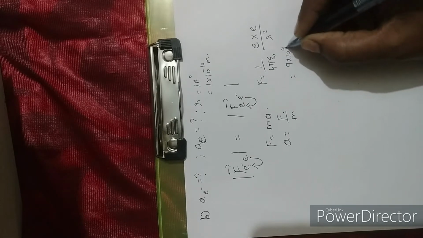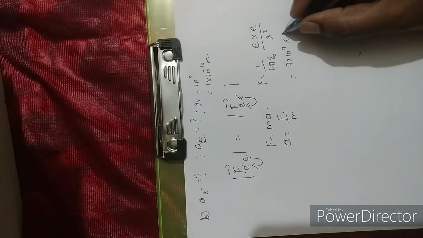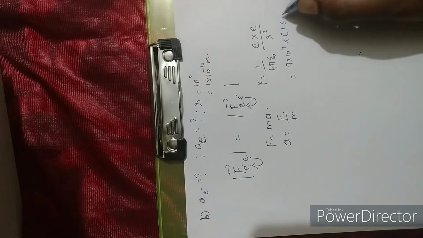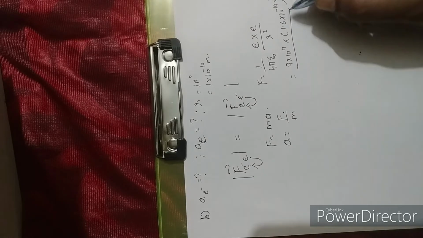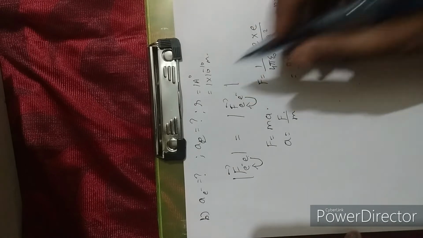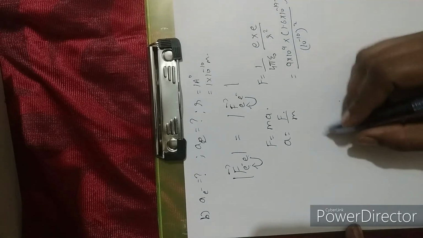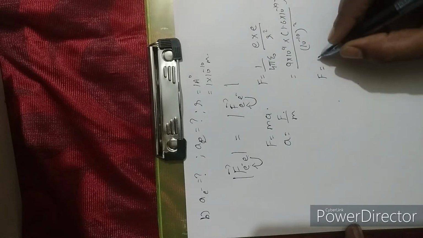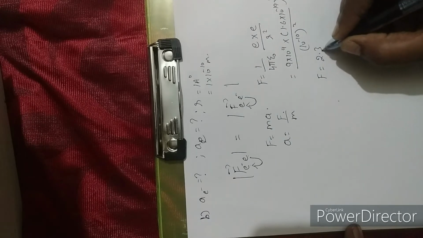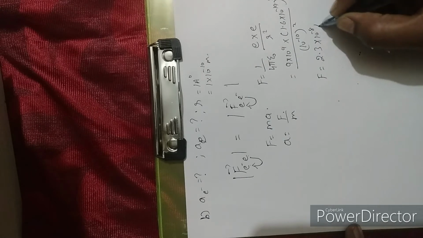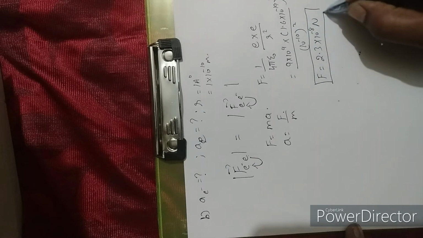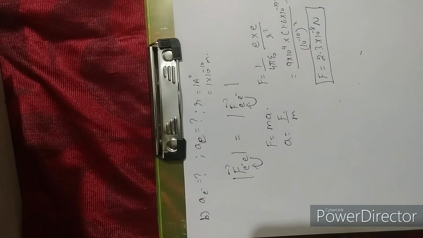Now what is this equal to? 9 × 10^9 into e², where e² is (1.6 × 10^-19) the whole squared, divided by r². What's the value of r here? (10^-10) the whole squared. Now what is the value of force, children? The mutual force will be equal to 2.3 × 10^-8 Newton. You can calculate it, don't worry, I have already calculated it.